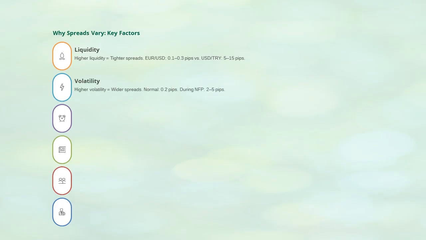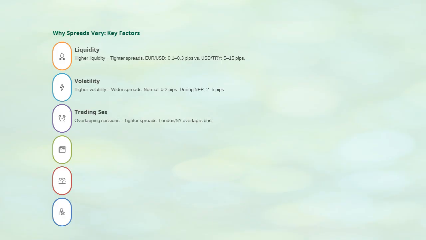Now, let's look at the key factors that cause spreads to vary. Whether fixed or variable, all spreads respond to these factors. Liquidity is the biggest factor. Higher liquidity means tighter spreads. Euro to US dollar, the most liquid pair, has the tightest spreads. An exotic like US dollar to Turkish lira has much wider spreads because there's less trading volume. Volatility widens spreads. When the market is calm, spreads are tight. During high-impact news like non-farm payrolls, spreads widen as liquidity providers protect themselves.